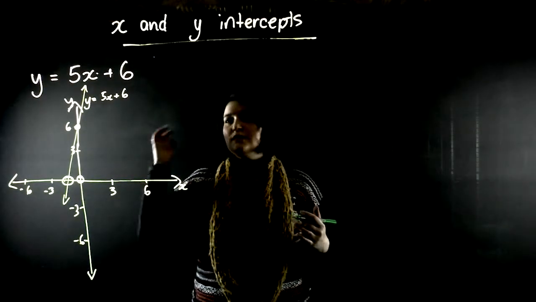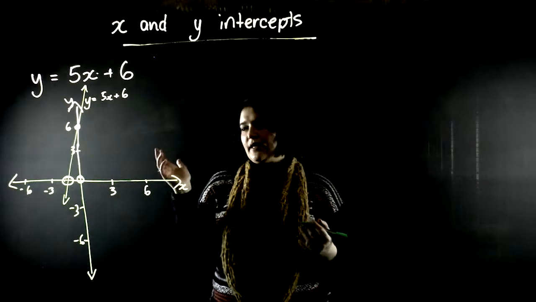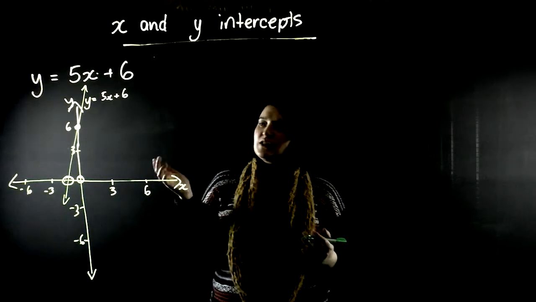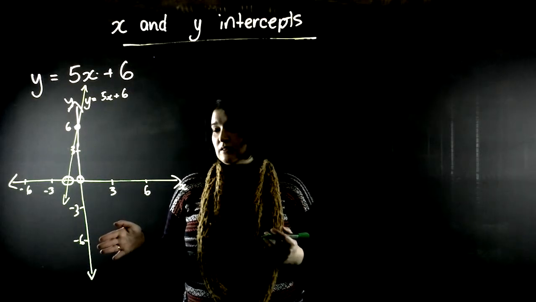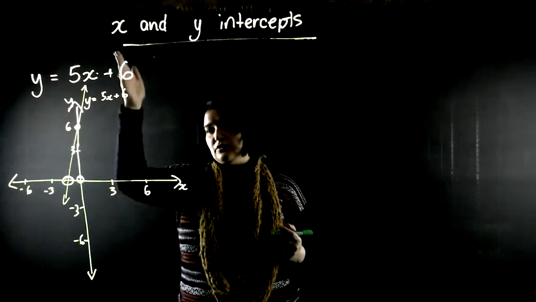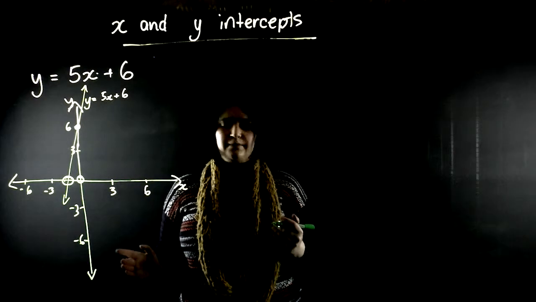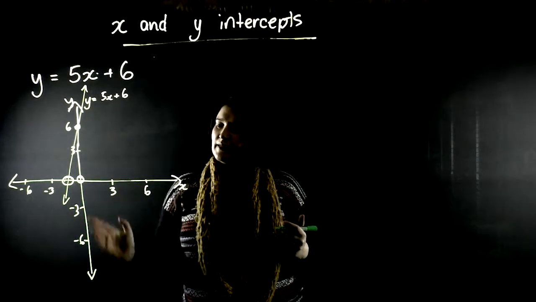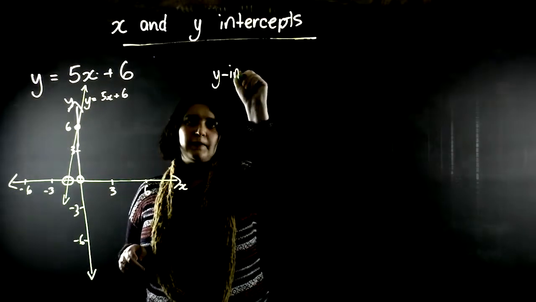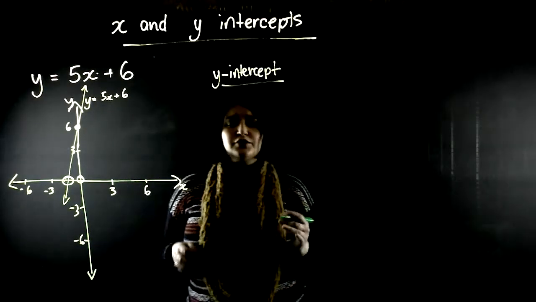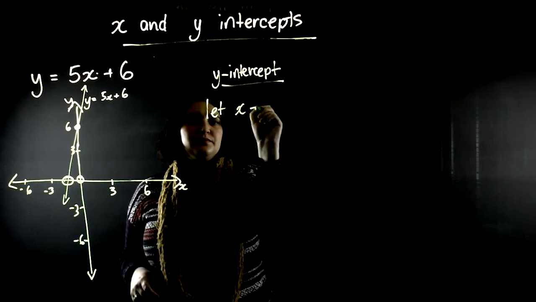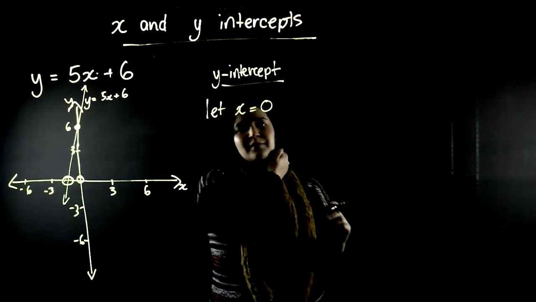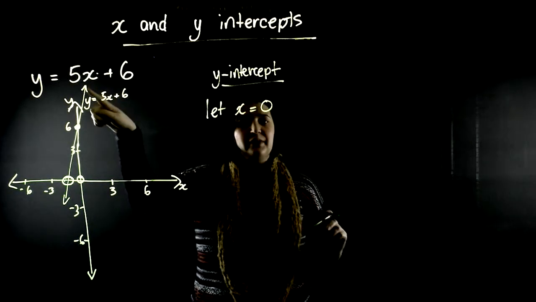So to find the y-intercept algebraically, I think about, well, what's the value of x whenever a line cuts across the y-axis? Here along this line, x is always 3. On the y-axis, x is always 0. So to find the y-intercept, I let x equal 0, and what that means is I substitute 0 into the equation.